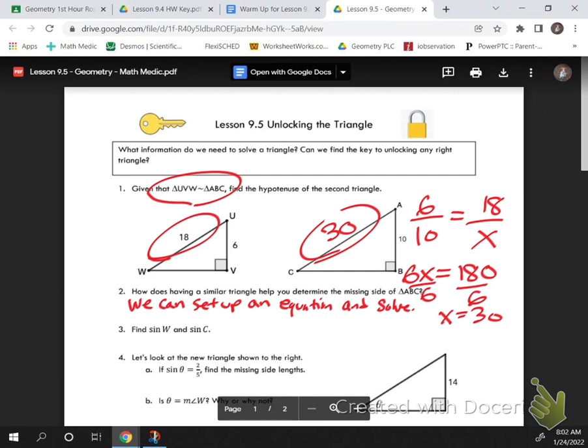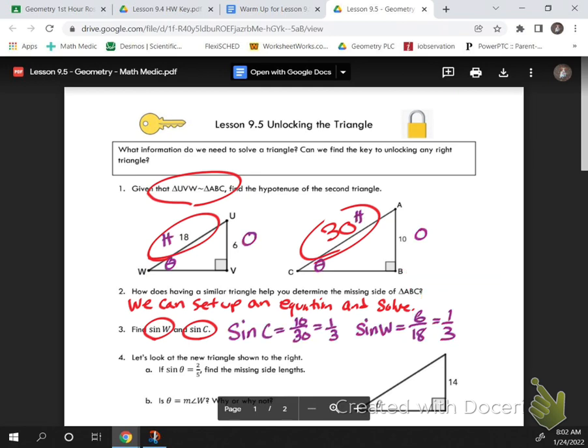Okay, now they want us to find the sine of W and the sine of C. Give that a try. The sine of W and the sine of C. I would start by deciding which sides are your opposite and hypotenuse. Any questions on how I found the sine of C or the sine of W? Just identify your opposite, identify your hypotenuse, and simplify the fraction. The sine of W and the sine of C, they both simplify to 1/3. That's interesting. Why did they both simplify to 1/3?